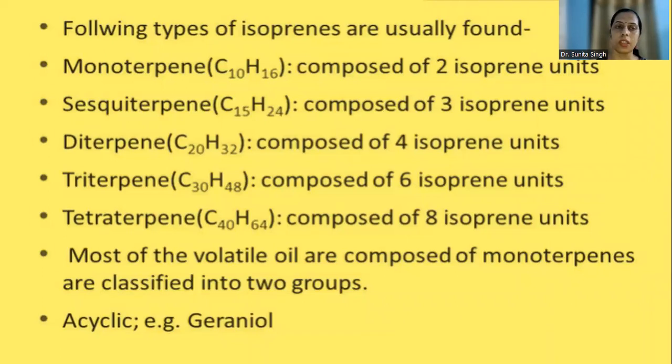The terpene units are there. Those composed of two isoprene units are monoterpenes. When three, it is sesquiterpene. Four isoprene units give diterpene. We have triterpene, which shows an increased number of isoprene units, each a five carbon skeletal unit. Most of the volatile oils are composed of monoterpenes, which are classified into two groups, acyclic and cyclic.